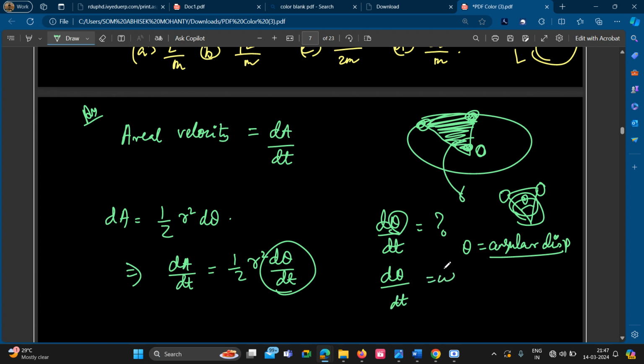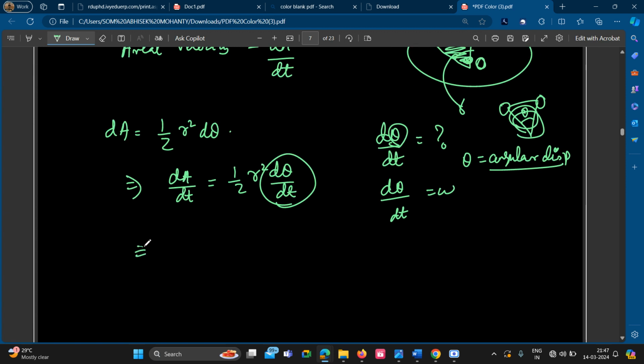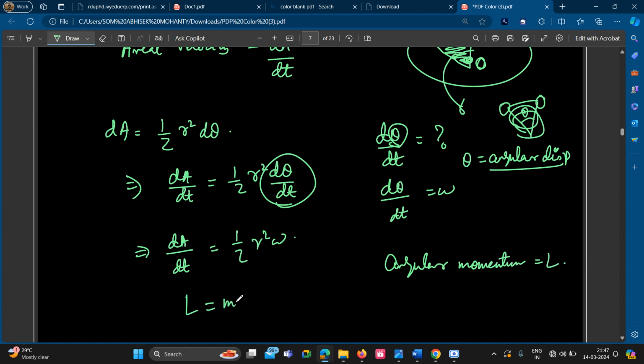Okay, let's put it. So dA by dt is equal to half r square omega. Now we need what? We need angular momentum, right? Your angular momentum is L. Angular momentum L is m v r, which can also be written as m r square omega.